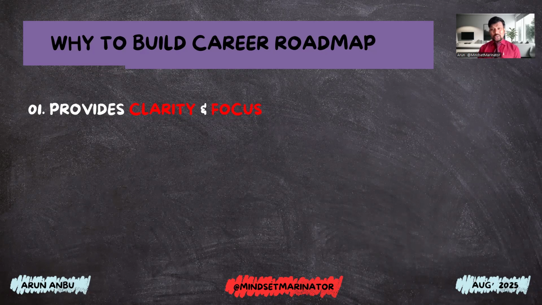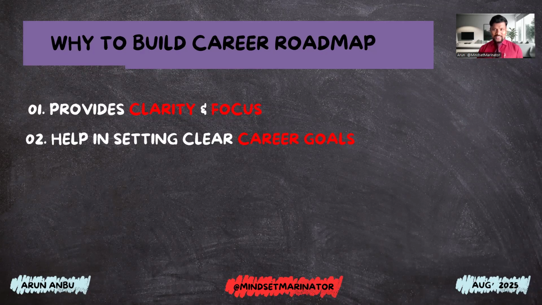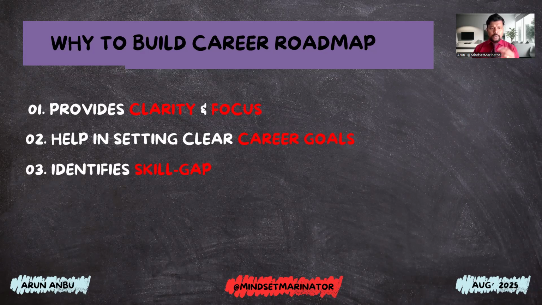And also the goal setting, what did we see? You need to aim. You need something to aim at, because it gets you focused. It helps in setting clear career goals. So we talked about the SMART goals, correct? And third, it identifies, this is a very big problem, isn't it? Alfred, you might be able to correlate to this point, right?